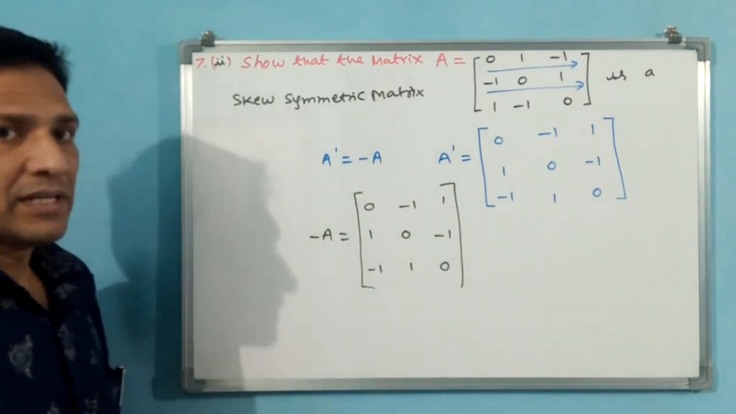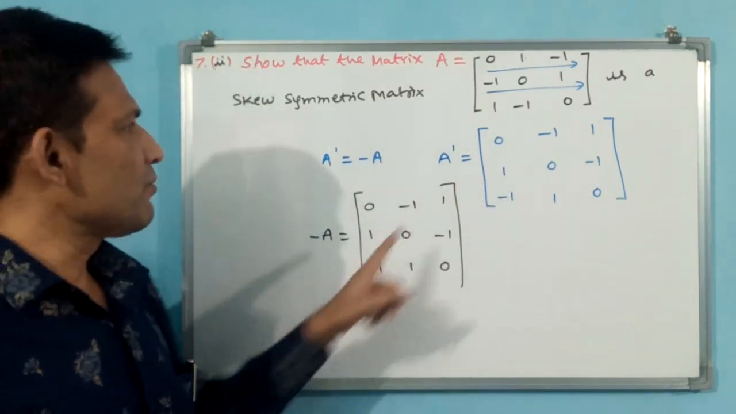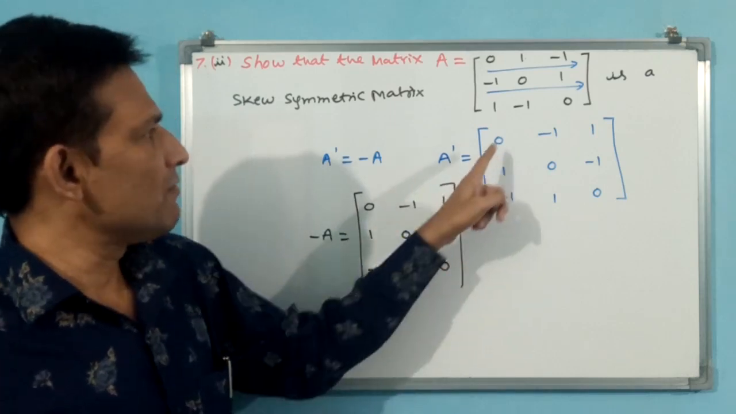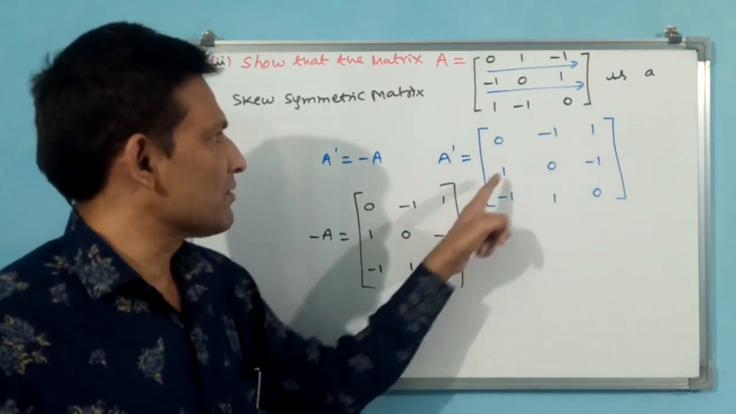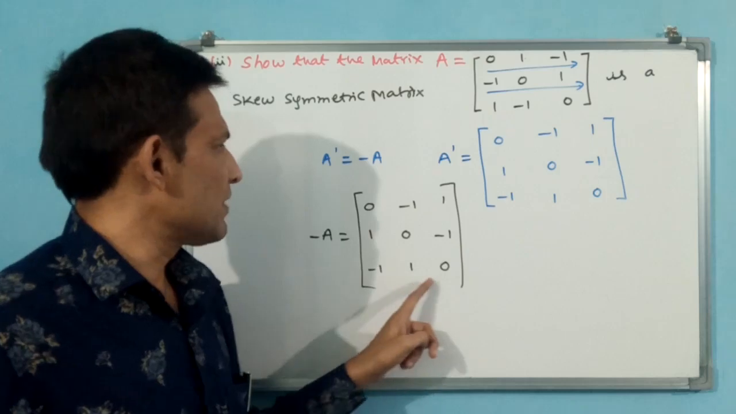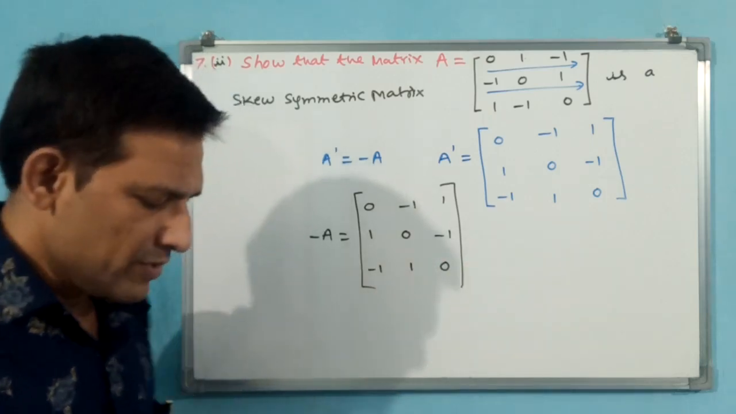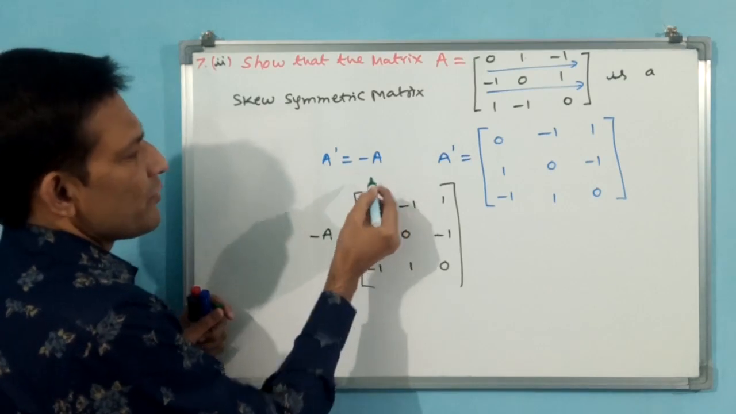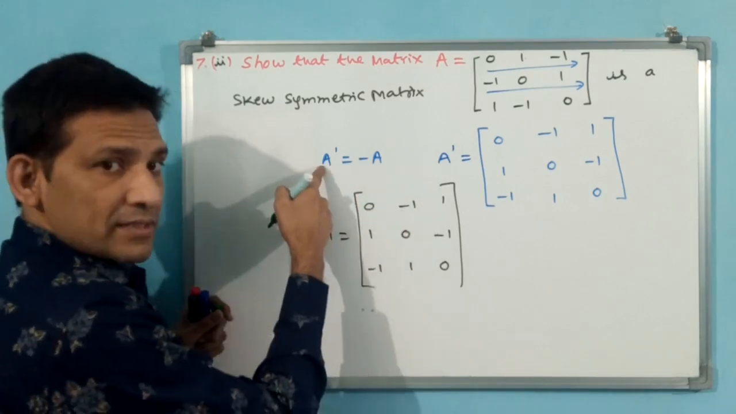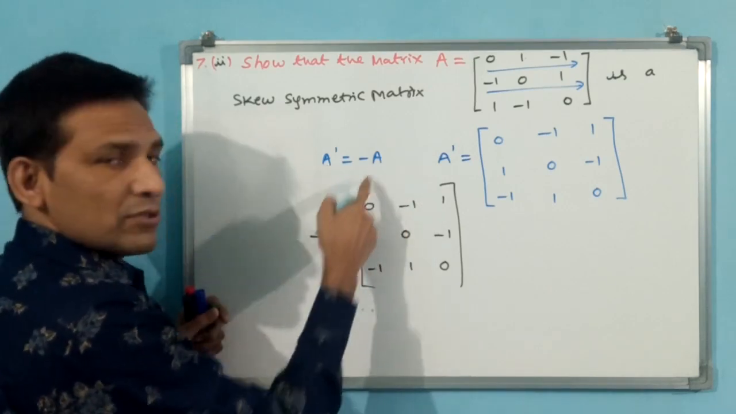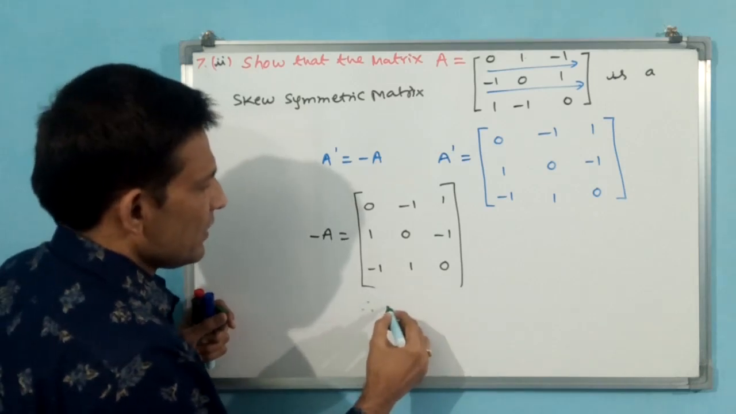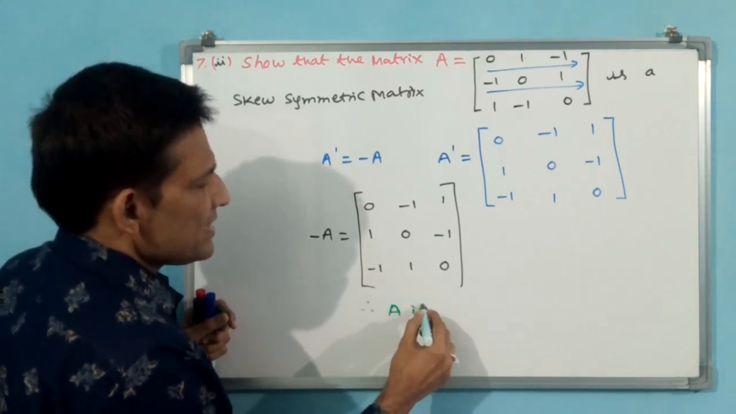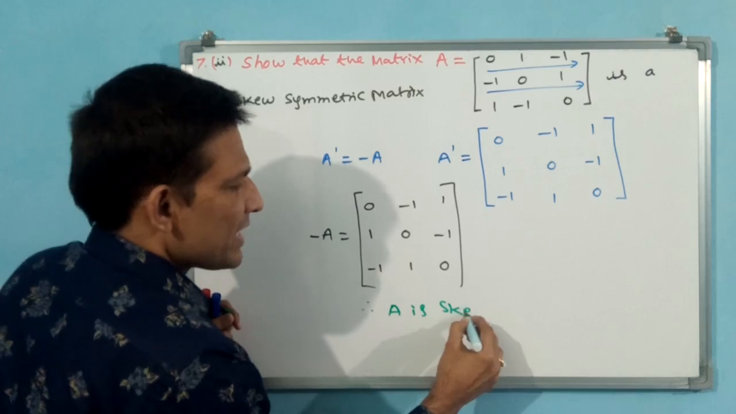You see, A transpose and negative A both are the same. 0, minus 1, 1, 0, minus 1, 1, 1, 0, minus 1, 1, 0, minus 1, minus 1, 1, 0, minus 1, 1, 0. That means what you have to write? You have to write like this: A transpose is equal to negative A. Therefore, A transpose is equal to minus A, therefore, A is a skew symmetric matrix.